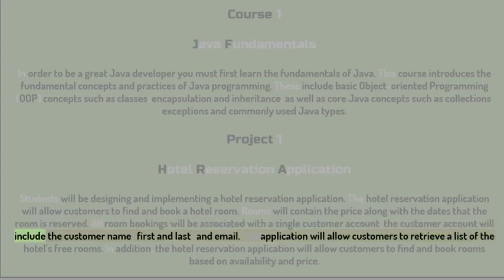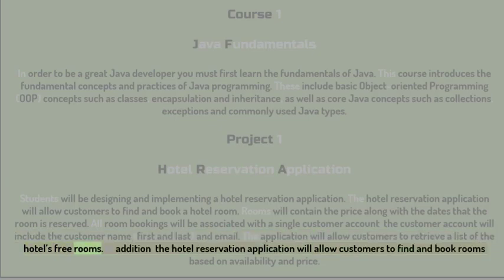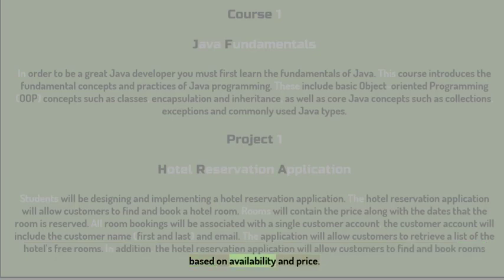The customer account will include the customer name, first and last, and email. The application will allow customers to retrieve a list of the hotel's free rooms. In addition, the hotel reservation application will allow customers to find and book rooms based on availability and price.